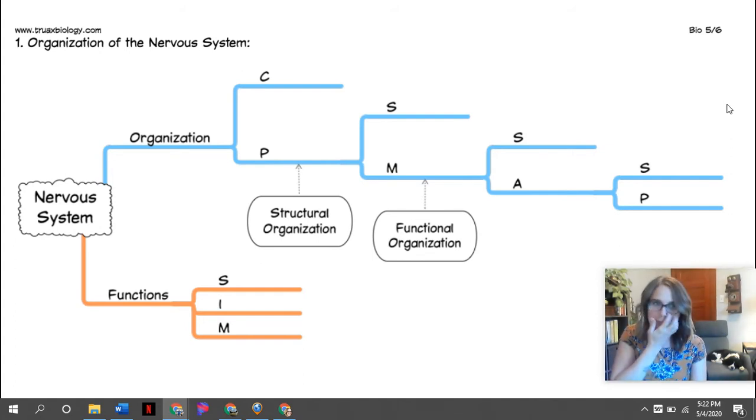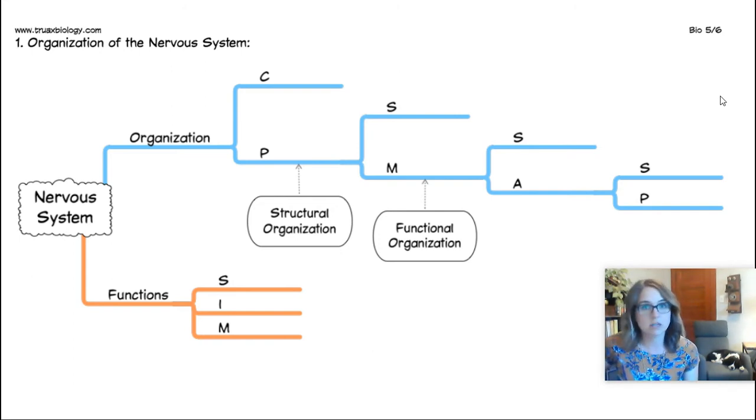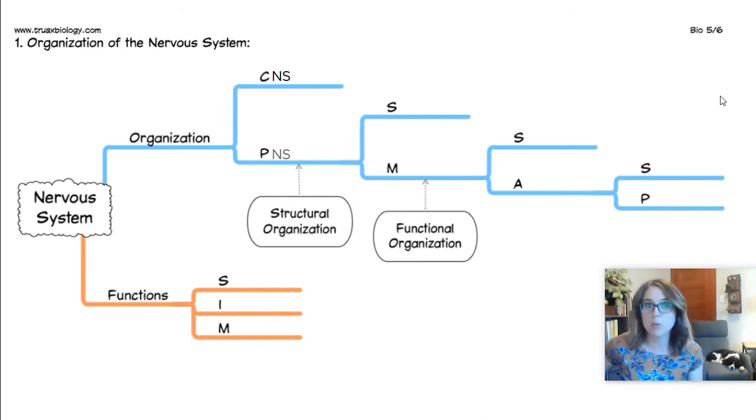Just to review. So when we talk about how the nervous system is organized, it is structurally organized based on if it's the central nervous system or peripheral nervous system. Central nervous system, remember, is just my brain and spinal cord. Nothing else. Everything in the brain, though, all the parts, and then all the parts of the spinal cord. My peripheral nervous system is everything going to my fingers and my toes and my guts and everything branching off of my spinal cord.